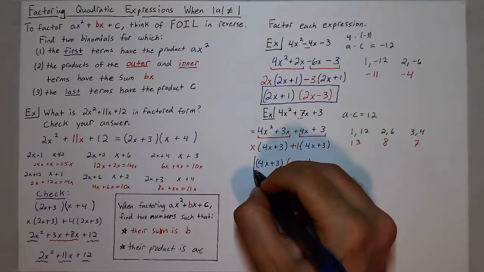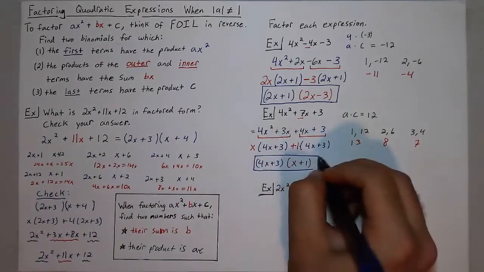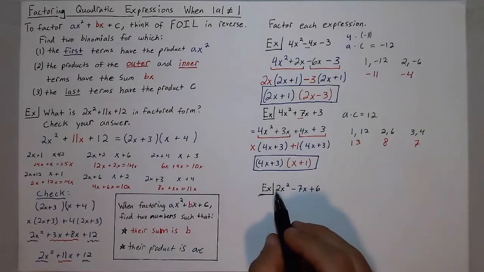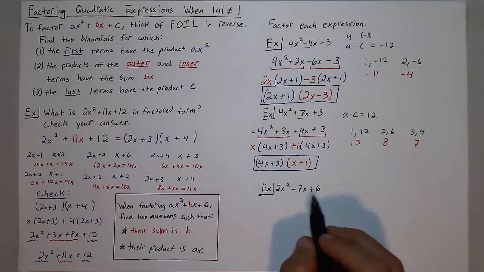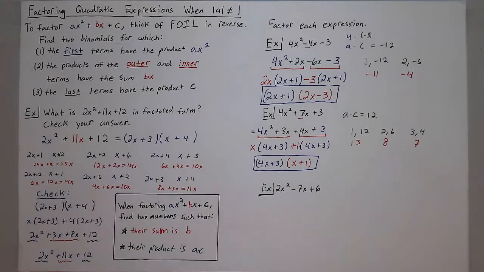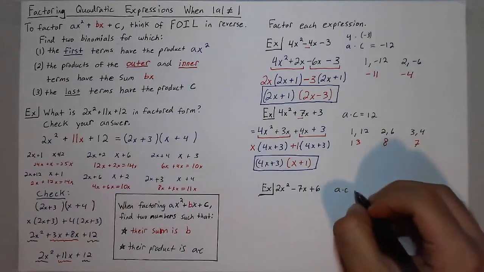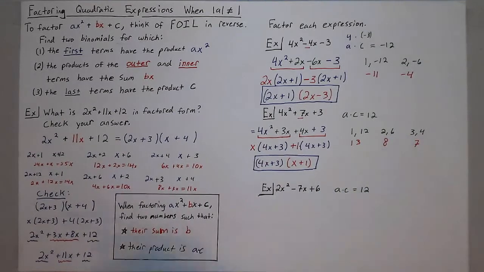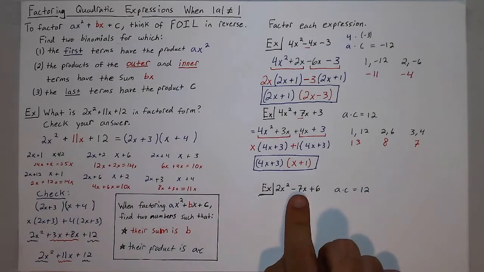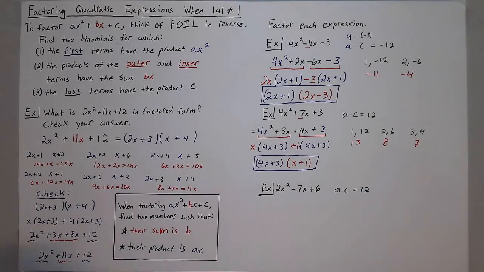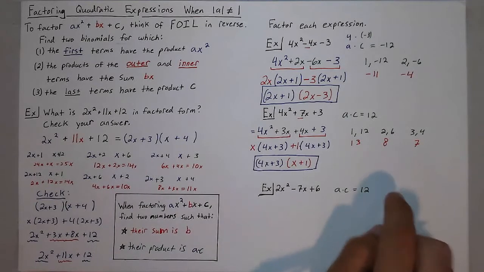Now for the last example, I have 2x squared minus 7x plus 6. A times c will be 12 again. And they need to add together to give me negative 7. So in this case, I want both my factors to be negative.